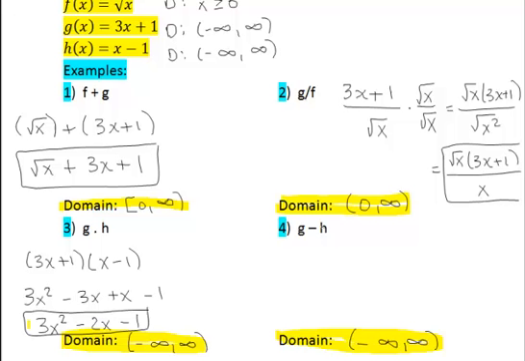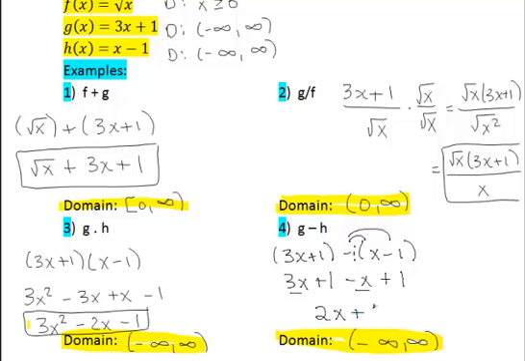So now we want to find the difference of g and h. So we're going to have our 3x plus 1, and we're going to subtract our x minus 1. If you notice, every time I write down these functions, I use parentheses. Unless, of course, it was division, because we don't really need them there. We definitely need them on subtraction, because you have to distribute this negative 1. So you get 3x plus 1 minus x plus 1. Combine your like terms. 3x minus x is 2x, and 1 plus 1 is 2.